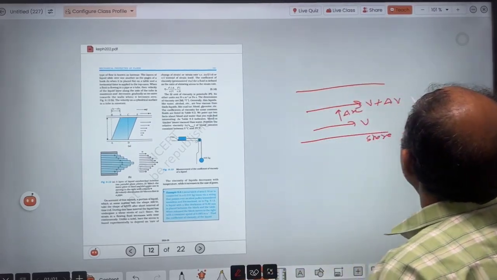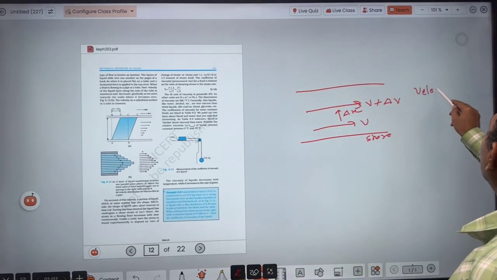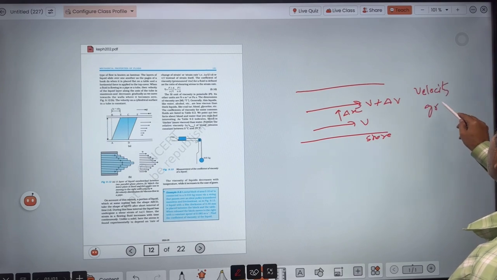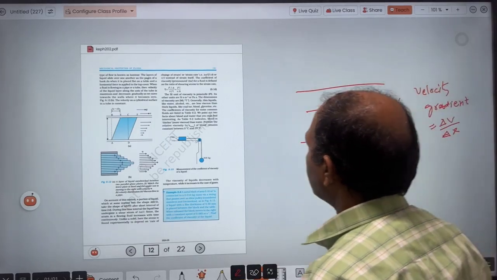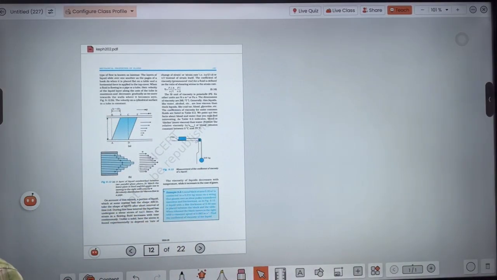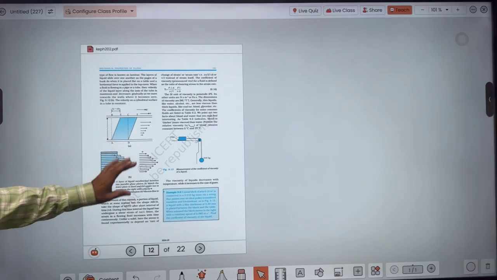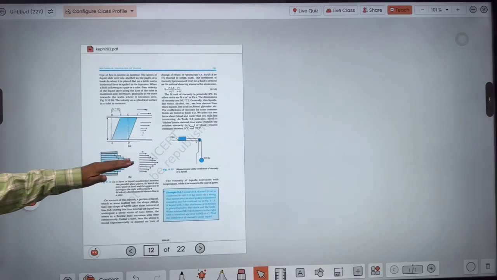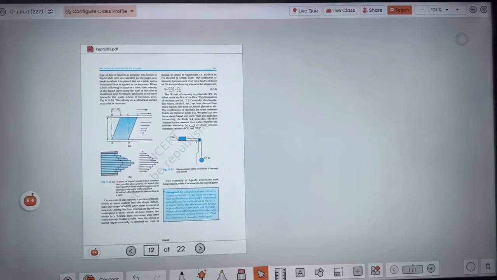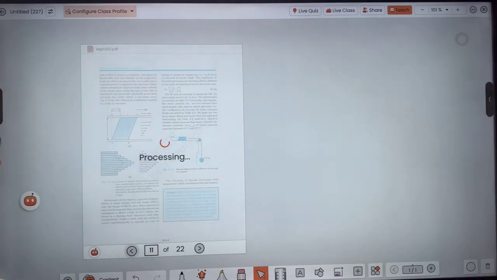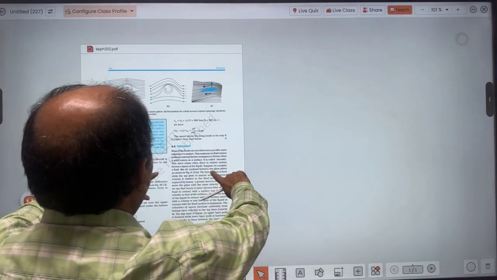So later on we will consider the term velocity gradient. When we talk about velocity gradient, what does this mean? Velocity gradient means change in velocity divided by change in distance, so delta V divided by delta x. So such thing we will consider soon. But before that, we have to just take into consideration: here the velocity picture is shown, it goes on increasing. In the middle, velocity has the highest value. So that thing we are going to analyze. So let's go systematically.